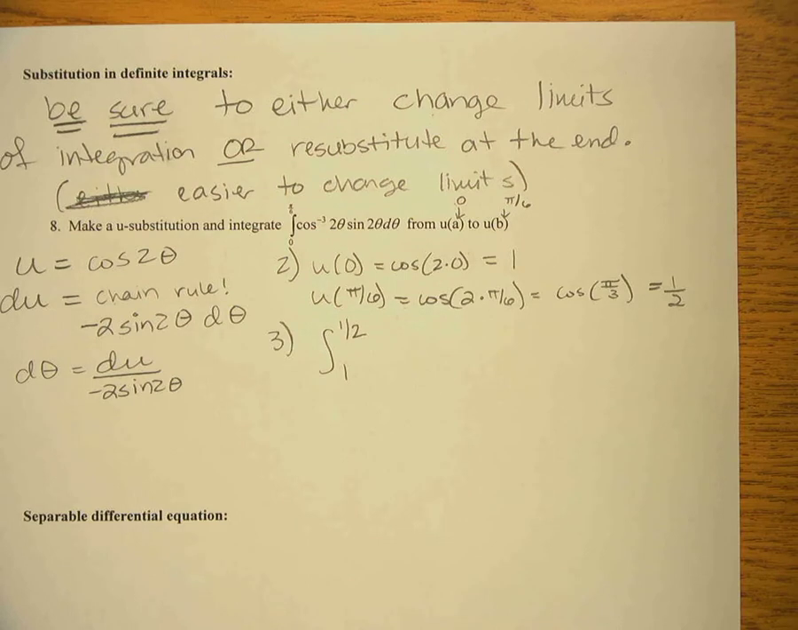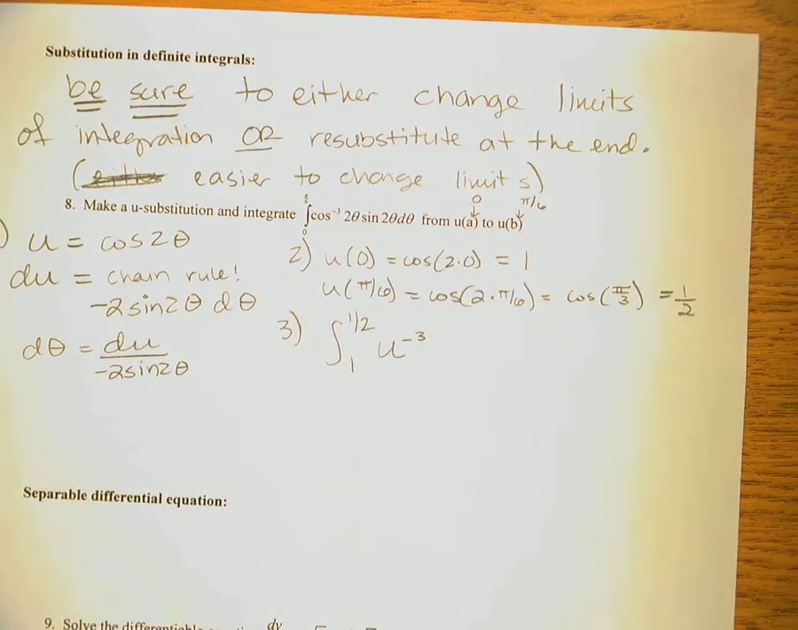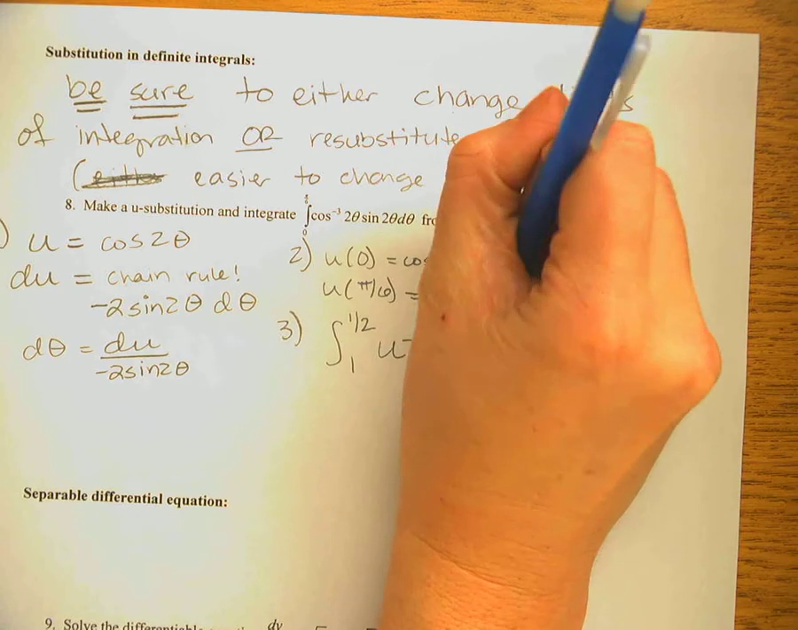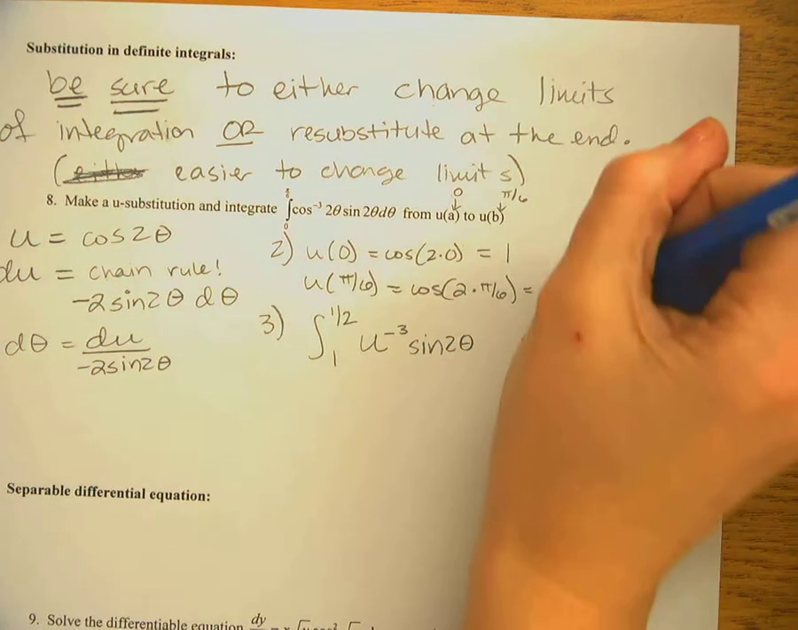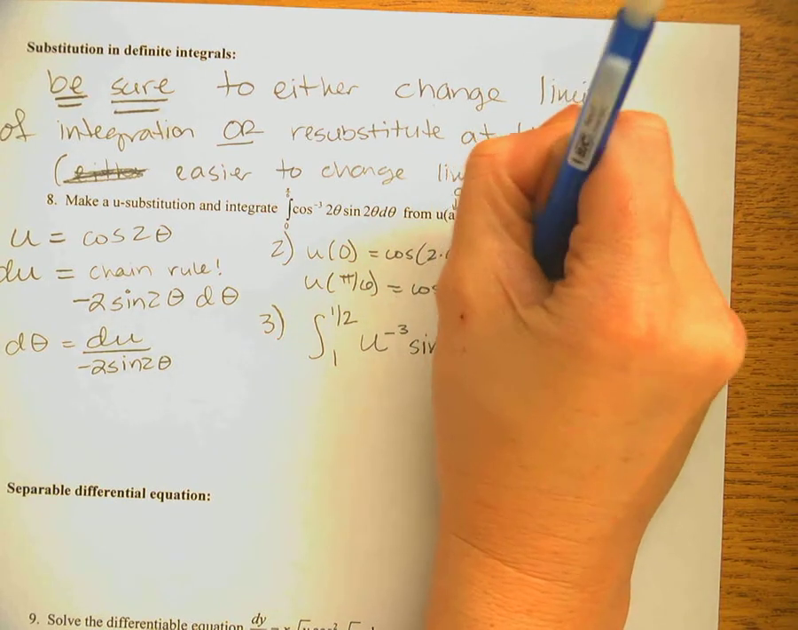Okay, so now I'm going to substitute in the values for cosine and sine. So this becomes u to the negative third. So not cosine 2 theta to the negative third, u to the negative third. And then the sine 2 theta is still there, but it's about to get canceled out. And then the d theta becomes du divided by negative 2 sine 2 theta.